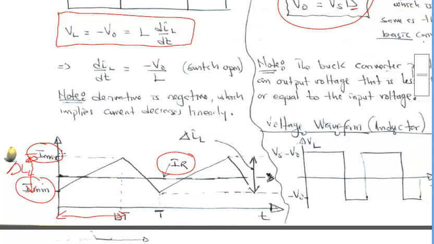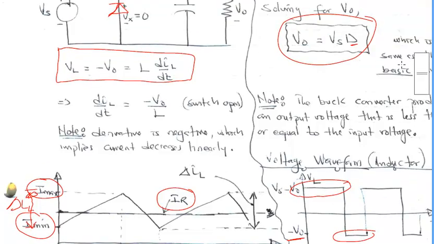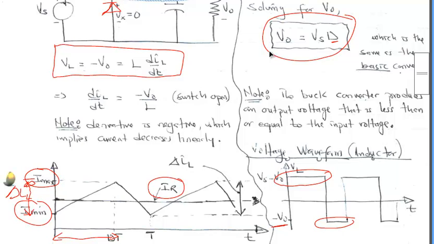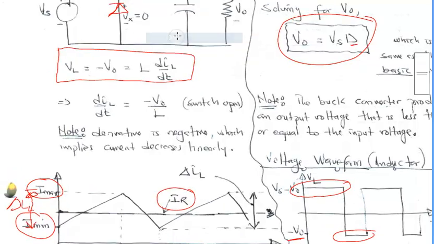On the right hand side over here, I also have the waveform plot for the inductor. When the switch is closed, the voltage across the inductor is Vs minus Vo. We all saw that. And when the switch is open, the voltage across the inductor is negative Vo. Don't forget, we could also use the average voltage across the inductor to derive the same expression which we did over here.